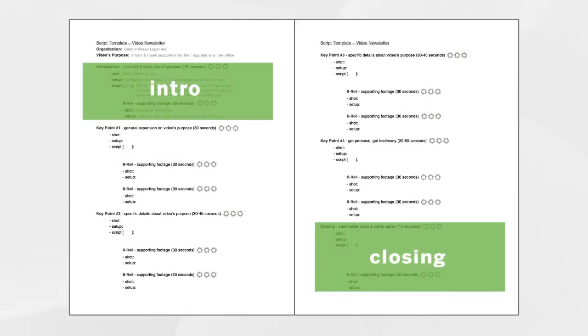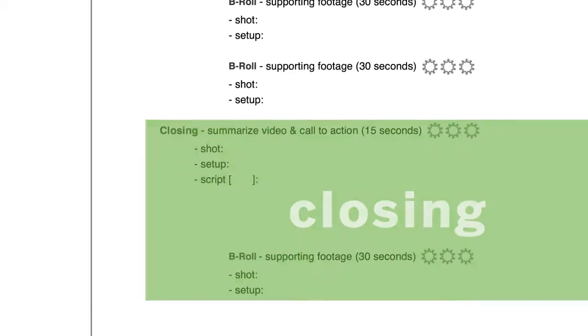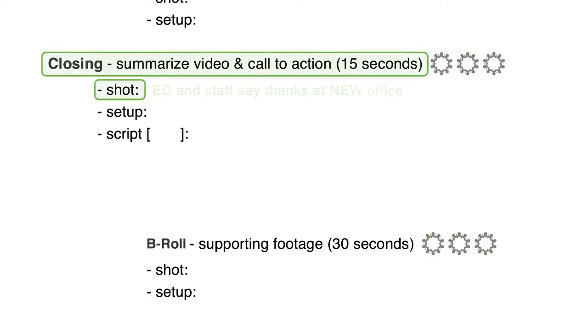Now that the beginning of the video is complete, let's focus on the closing. The plan is to have the executive director's extended thank you lead into a montage of a few other staff members simply saying thank you. This is a nice way to expand the face of your organization to people who might not be too comfortable on camera because anyone can say thank you. So the shot that we are looking for is to have the executive director and a few other staff members saying thank you at the new office.